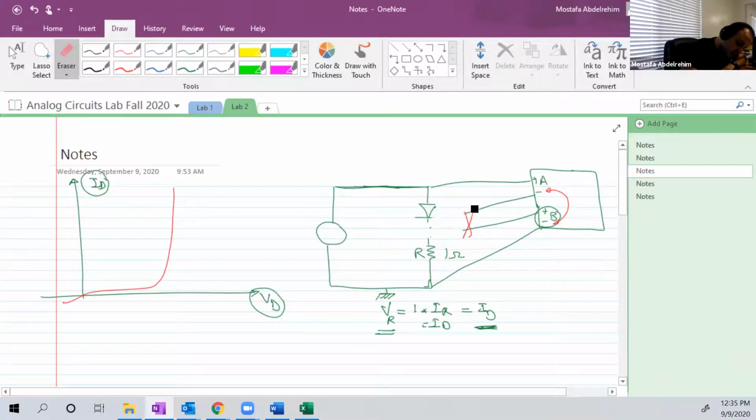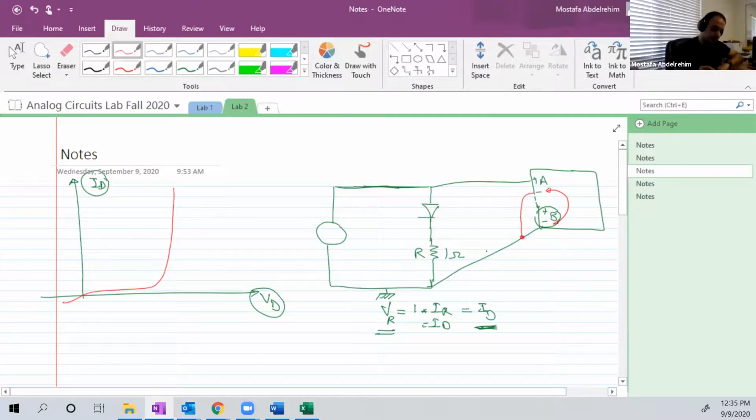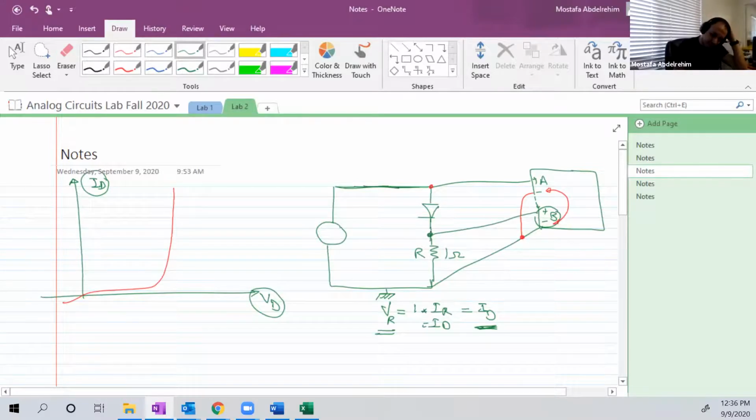Okay, that's fine. Basically, we must make the two grounds connected at the same point. So the ground of A will be connected to the same ground as B. And the probe of A is still connected to this point. And B will still also be connected to this point of the resistance. Okay?